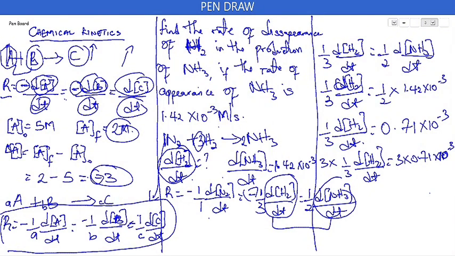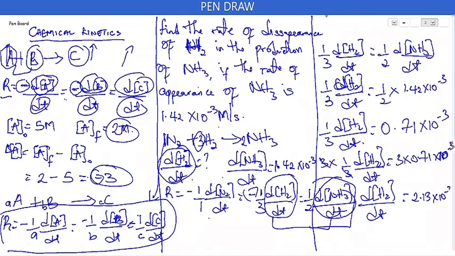Now this 3 will cancel out this 3. So we have d[H2]/dt now equal to, if I multiply this by 3, 2.13 times 10 raised to power minus 3 molar per second. So that's my answer. You can see what we can use this first formula we got here to do. Okay, so let's move on to the next point.